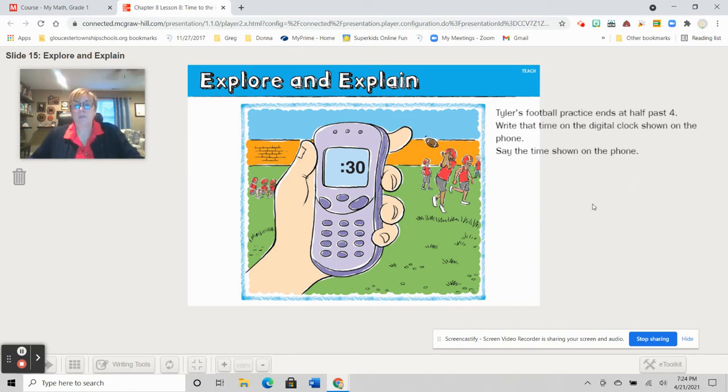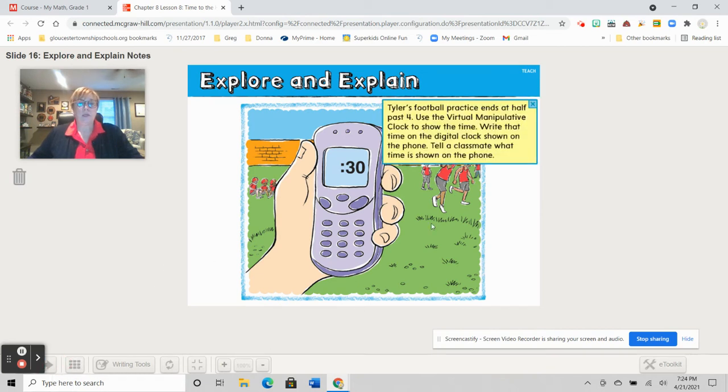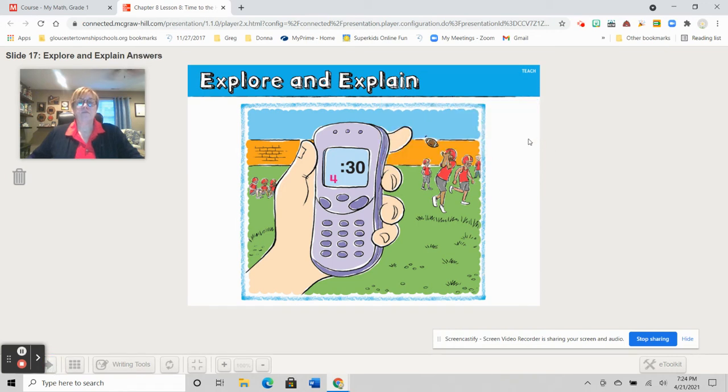Okay, so there's a time missing. Tyler's football practice ends at 4:30. What time would you write here? You already have the 30. What number would you write here? Okay, let's look. 4:30. It's 4:30.